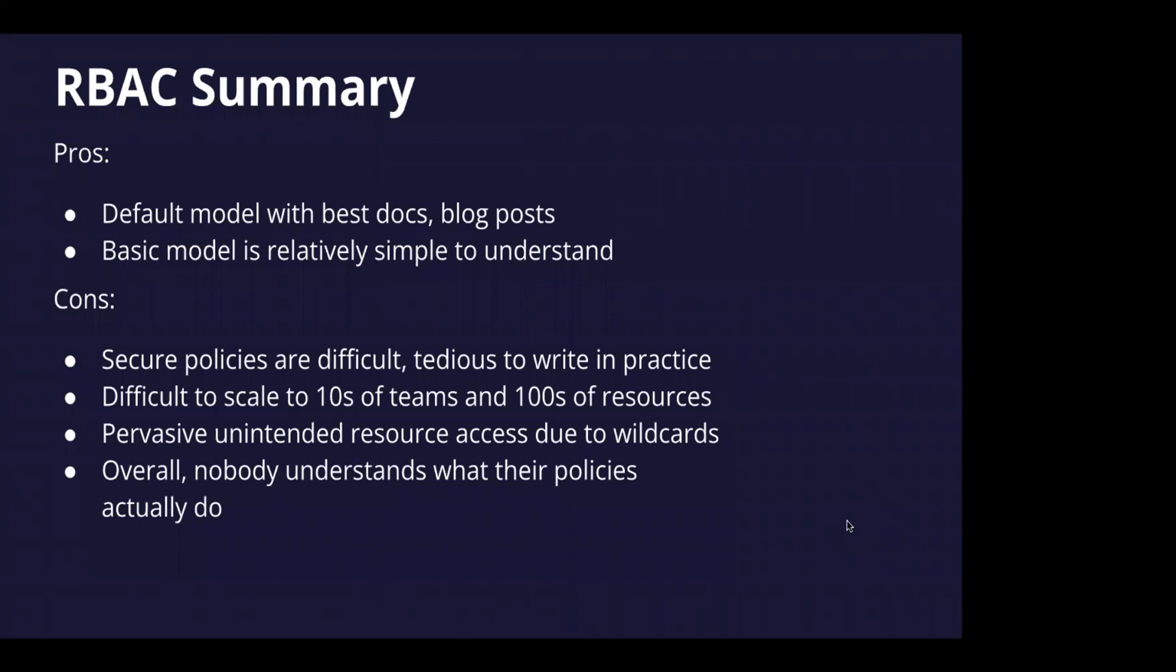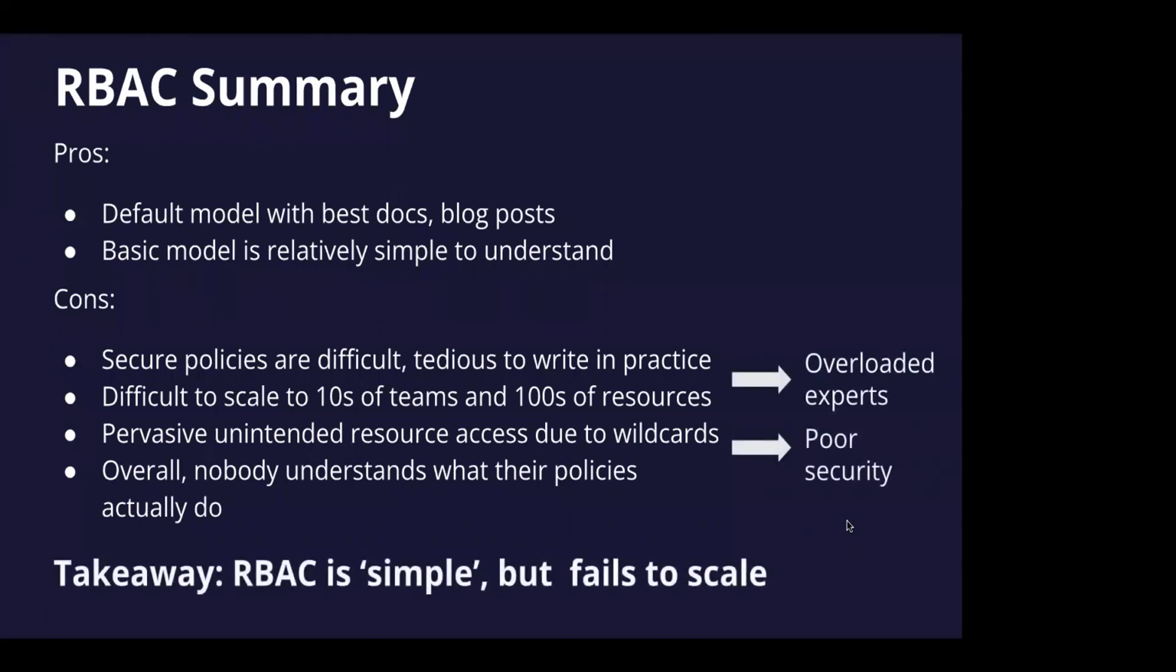So just to quickly summarize, RBAC is kind of the default model. It has the best docs, the best blog posts, or the most blog posts anyway. And it's the basic model and it's relatively simple to understand. On the downside, security policies are perhaps difficult or at least tedious to write in practice in order to implement something approximating least privilege. It's difficult to scale to tens of teams and hundreds of resources. And you often end up giving up on your conventions or having to accommodate lots of unusual things and dropping down to using wildcards. And overall, no one understands what their policies do. This often manifests as overloaded experts and poor security. And so while RBAC is simple, it generally fails to scale to large environments.